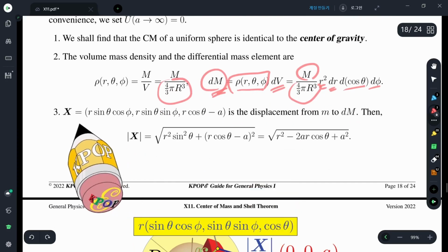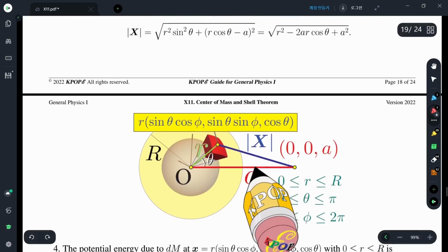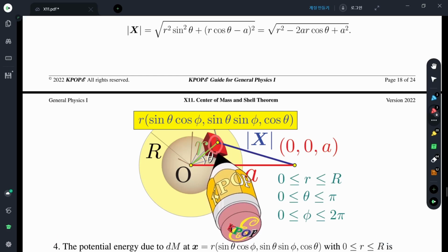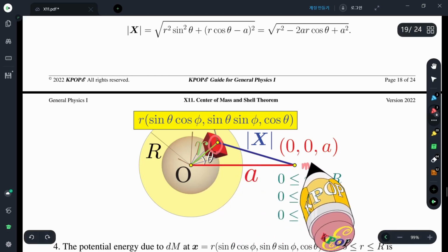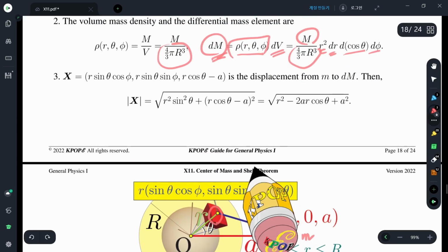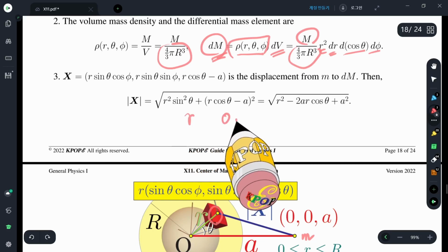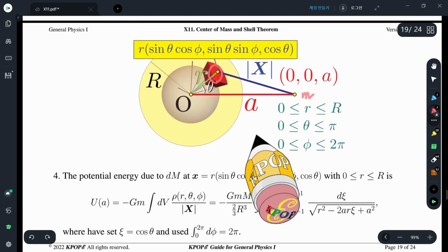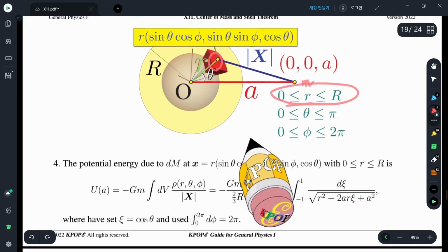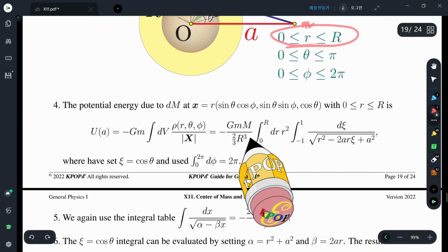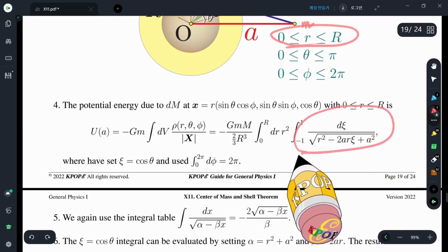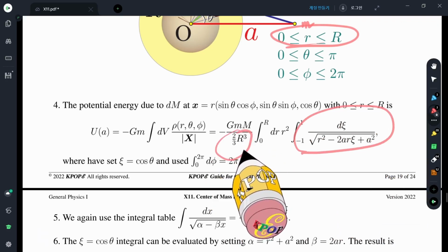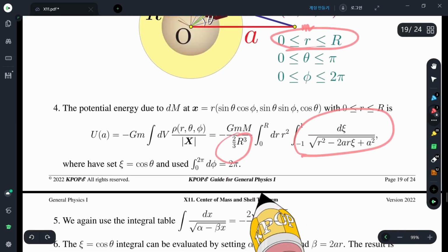Again, everything is all together regarding the massive element, the displacement between the massive element and the small m. Everything is the same except that r runs from 0 to capital R. That's the big difference. And we have an integral over the radial direction too, except that everything will be the same. The scaling factor is the same. We have a changed denominator depending on the radial integral.